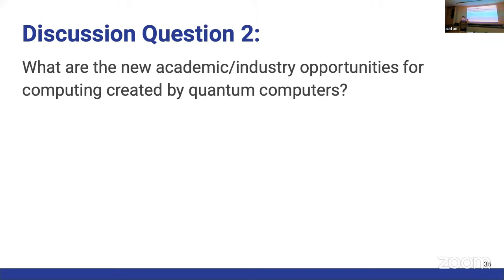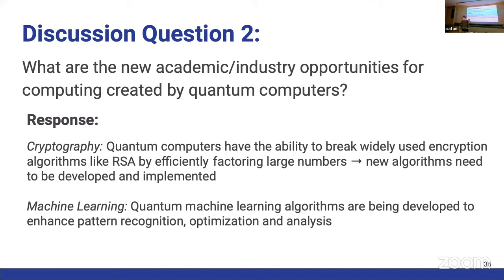What are the academic and industry opportunities for computing created by quantum computers? Okay, so some of them are in cryptography. As I said in the beginning, quantum computers have the ability to break a lot of encryption algorithms that are used today, one of them being RSA, by efficiently factoring large numbers. That means that new algorithms need to be developed and implemented. Also, there are applications in machine learning, which means that quantum machine learning algorithms can be developed, which can enhance pattern recognition and optimization of analysis.